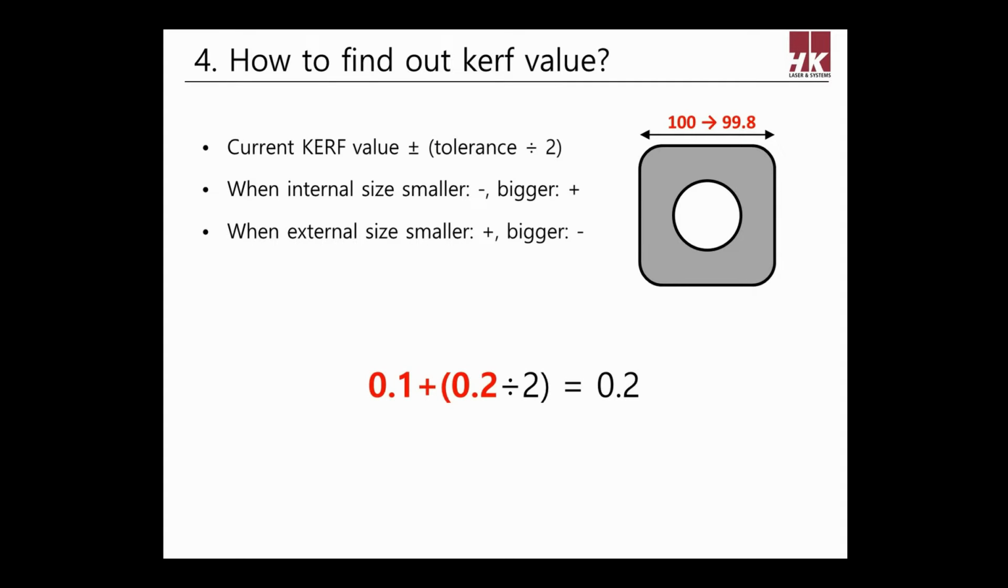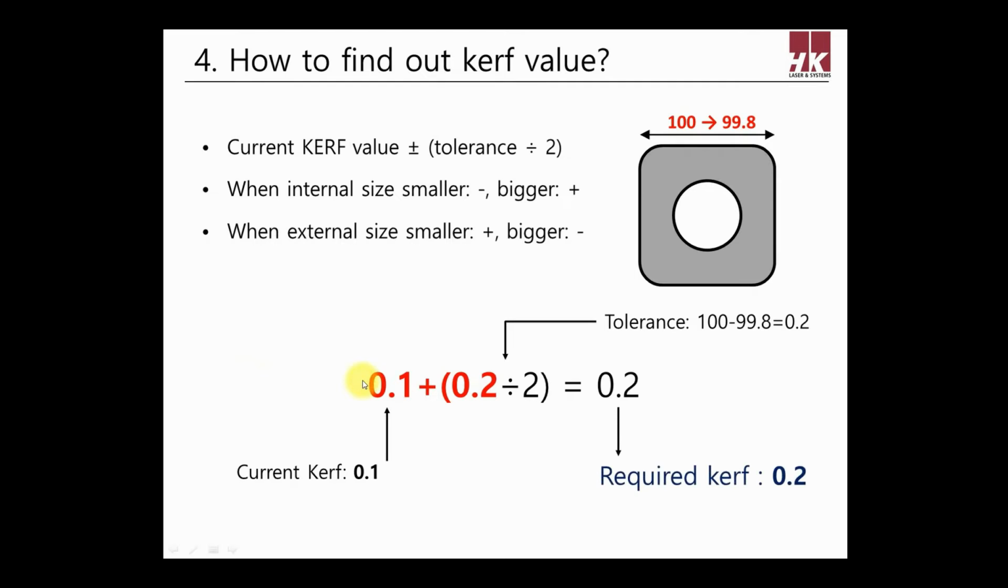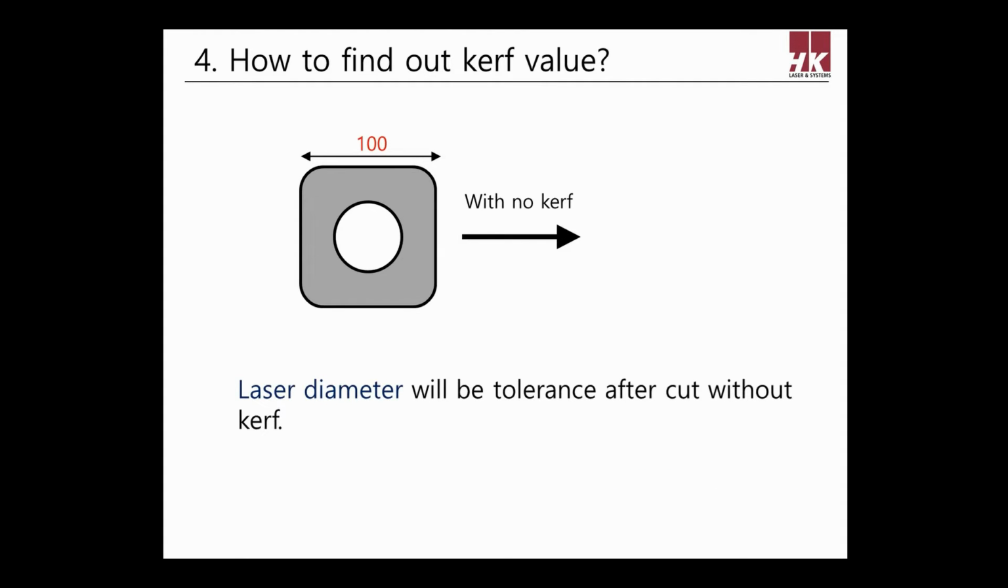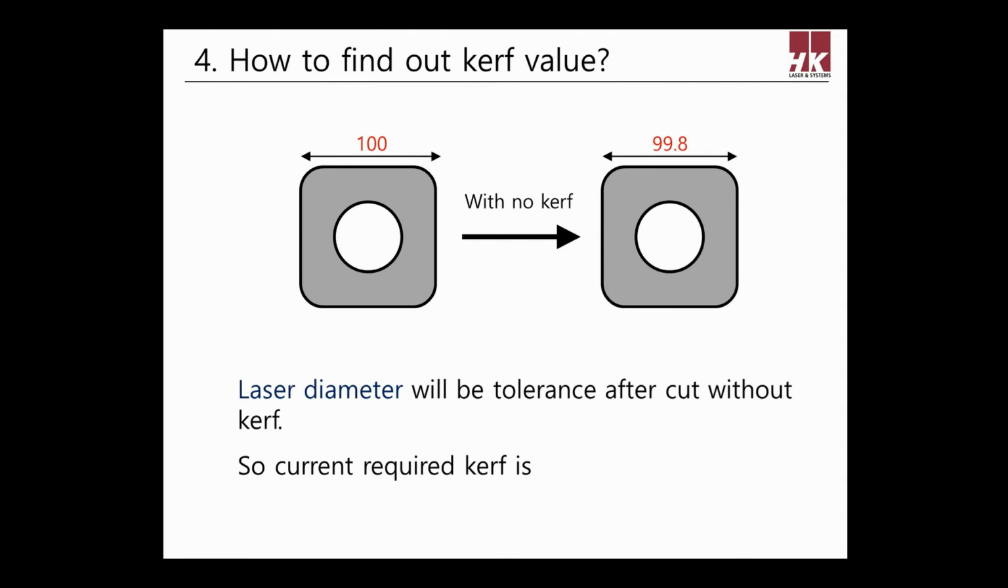For example, this is a 100 by 100 box, but after cutting the size is reduced to 99.8. Then how much kerf will be needed to change the size back to 100? Kerf before cutting plus error divided by 2, the radius, is the kerf value that should be applied. As an example, 0.2 is the right kerf value. If it's difficult to calculate the kerf value, cut the part without kerf and measure the size to find the difference. That will be the beam diameter, and kerf will be half of that.